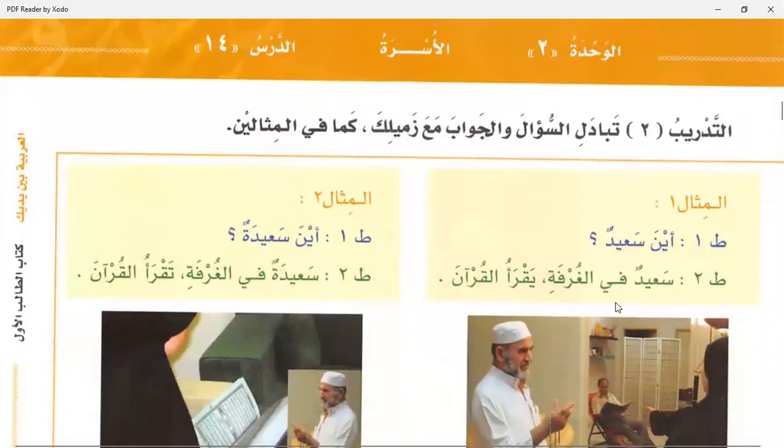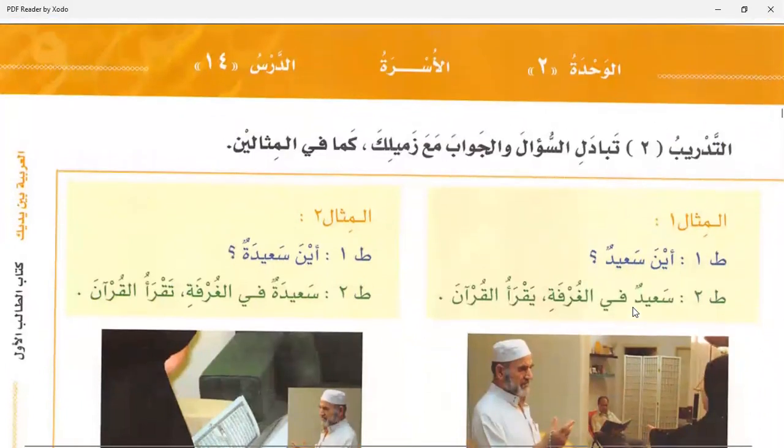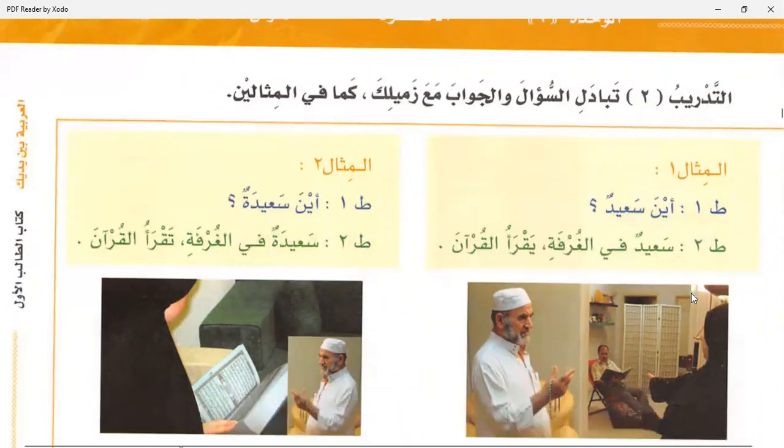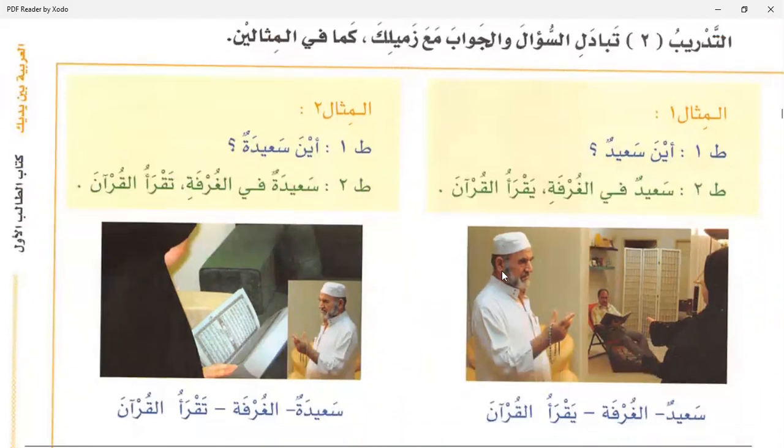Next, tadrib thani, tabadal al-su'al wal-jawab ma zamilika kama fil mithalain. Exchange the question and answer with your colleague like the one in the two examples. Al mithal al-awwal, first example, at-talib al-awwal: Aina Saeed? Where is Saeed? At-talib ath-thani: Saeed fil ghurfa, yakra'u al-Quran. Saeed is in the room, he is reading the Quran.